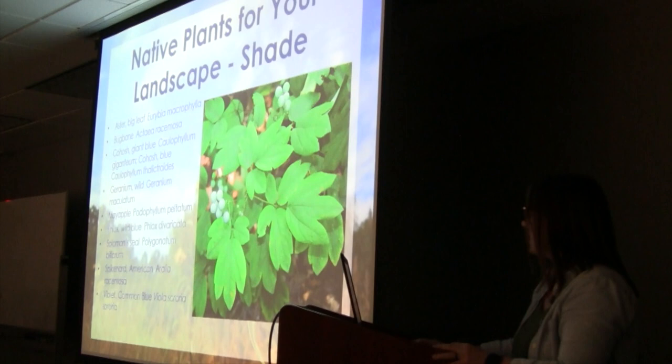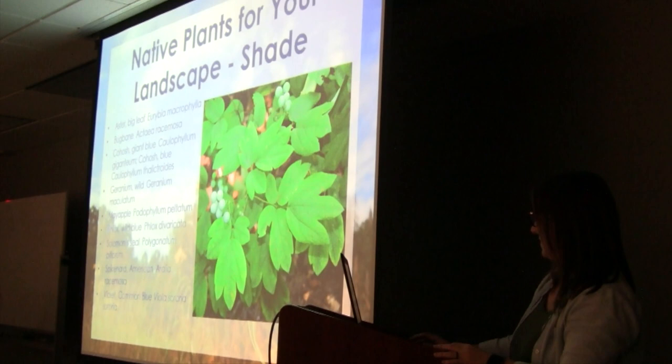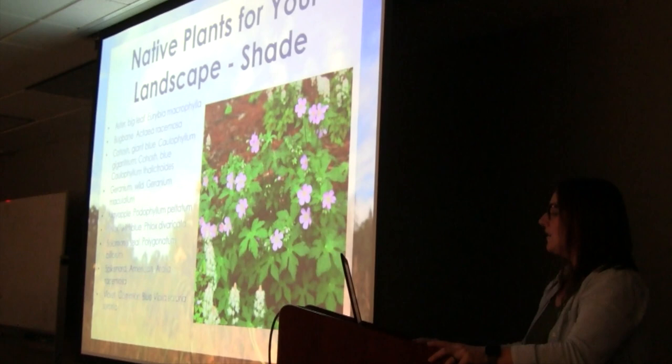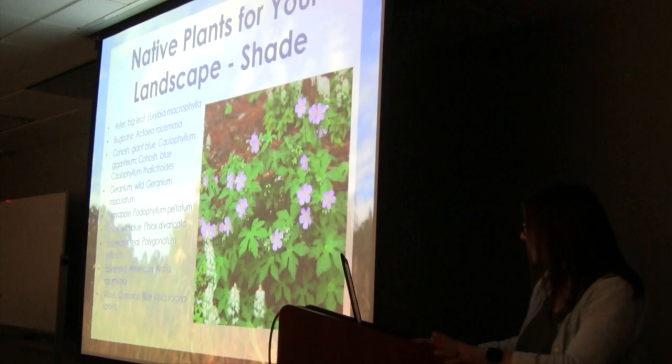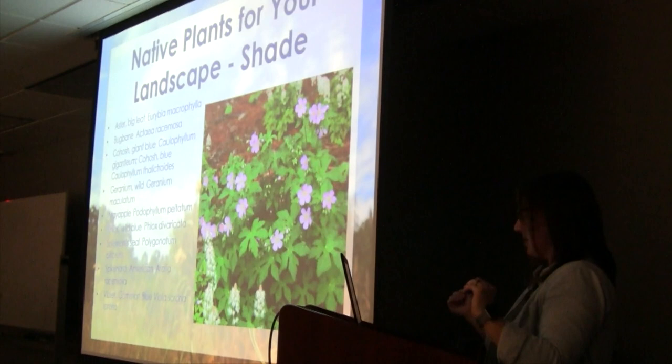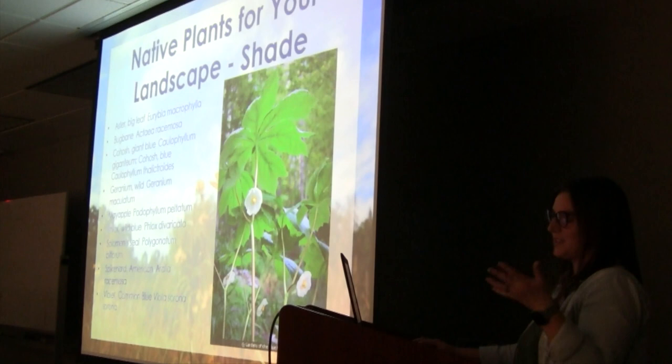So here we have blue cohosh, another early spring bloomer. This one definitely likes it very shady. Wild geranium, this one can form a nice ground cover too. If you plant this one in a little bit sunnier of a spot, its leaves will actually turn red in the fall too. So that one's kind of fun. Mayapple. Who doesn't want some cute little umbrellas growing in their yard?